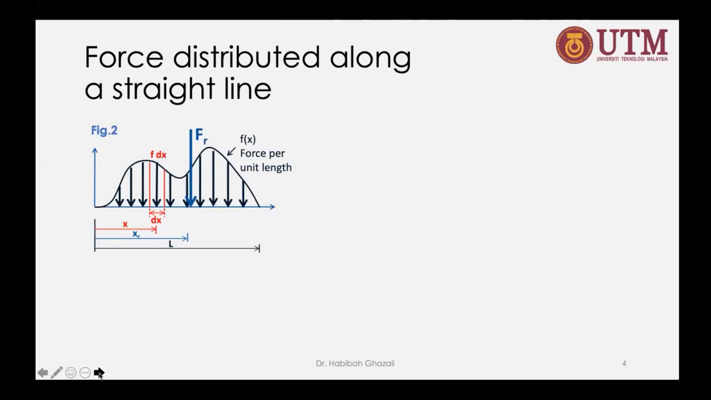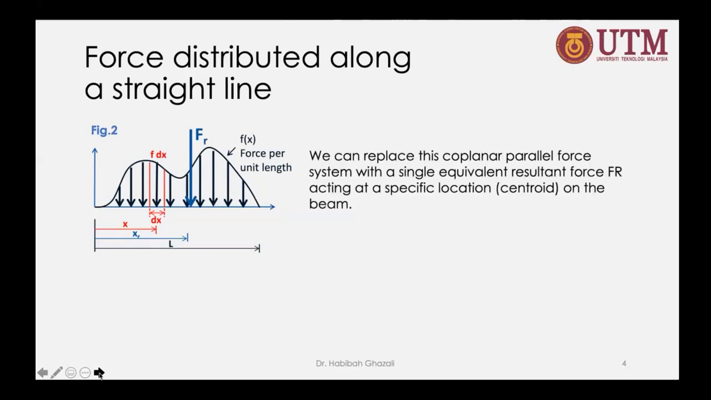So for a distributed load along a straight line, you all have done your calculus, okay? So we can replace this coplanar parallel force system into a single equivalent resultant force acting at a specific location on the beam by integrating from one point to another point. So if you have the function for this line, the area under the curve is going to be the resultant force. But a lot of time we did not use this, okay?